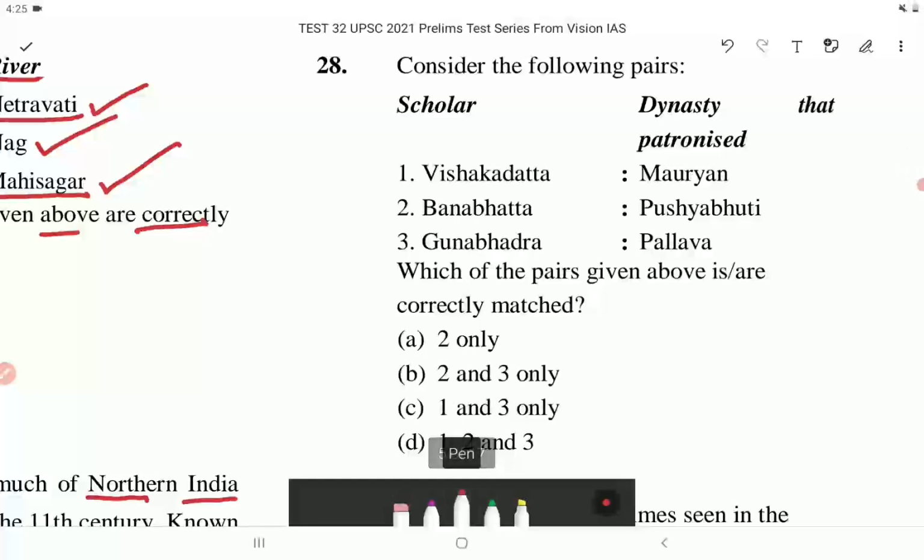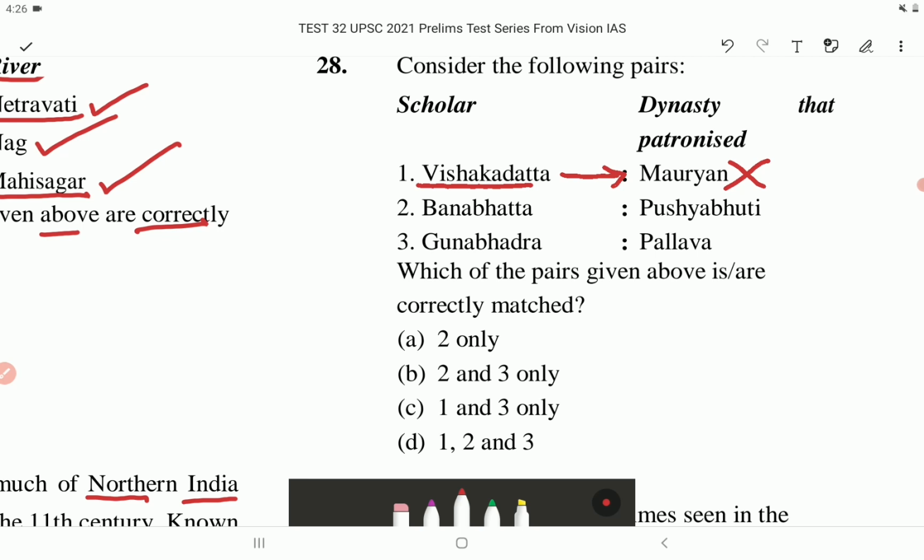Consider the following pairs. On the one side we have scholar and on the other side we have dynasty that patronized. The first one is Vishakhadatta. So Vishakhadatta, he was a scholar in the Mauryan dynasty. This is incorrect. So Vishakhadatta was a celebrated author of the Gupta dynasty and not Mauryan period.